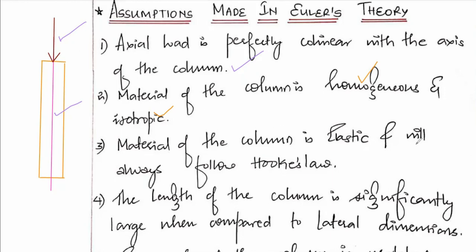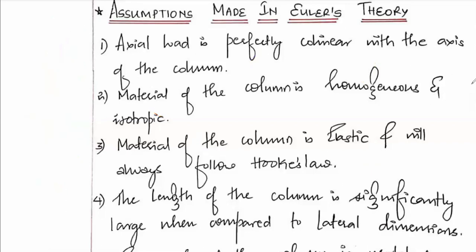Next, the material of the column is elastic and will always follow Hooke's law. What I am trying to tell here is that Euler's theory is studied by loading the column within the elastic limit. Then the length of the column is significantly large when compared to the lateral dimensions. That is visible here. This is the length of the column, which is relatively large when compared to the cross-sectional area. So that is the fourth assumption.